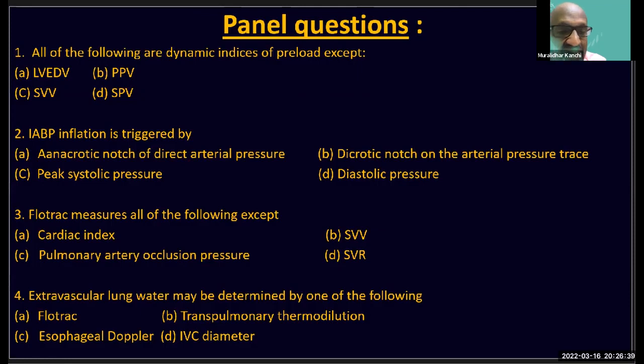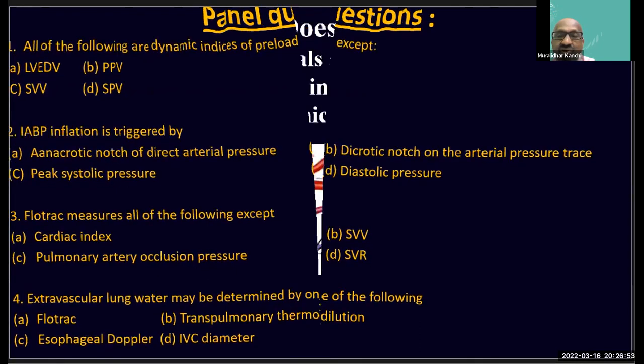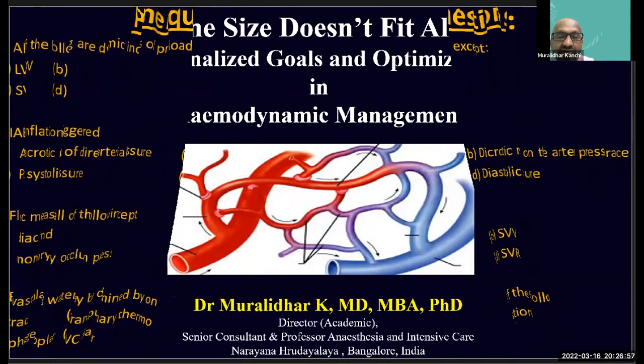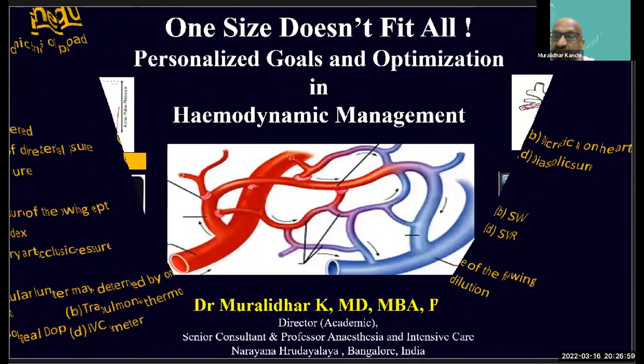Fourth one is: extravascular lung water may be determined by one of the following techniques. Is it FloTrac? Is it esophageal Doppler? Is it IVC diameter or transpulmonary dilution? With that, I will begin my talk. And I would like to thank the ICA for providing us the platform.